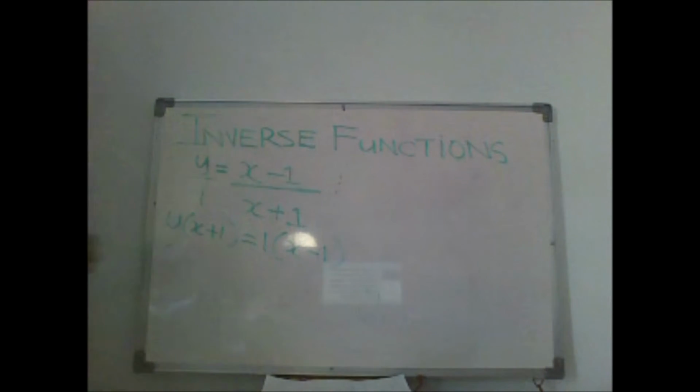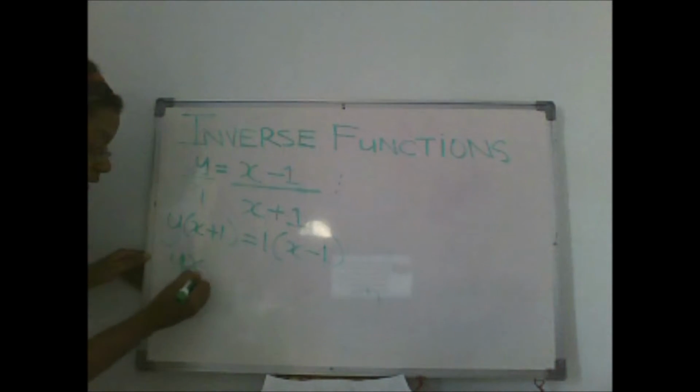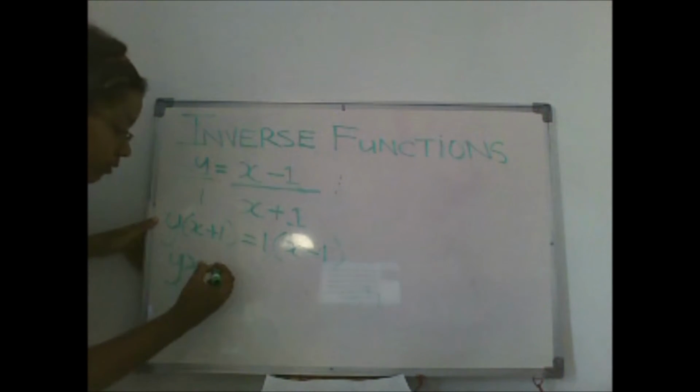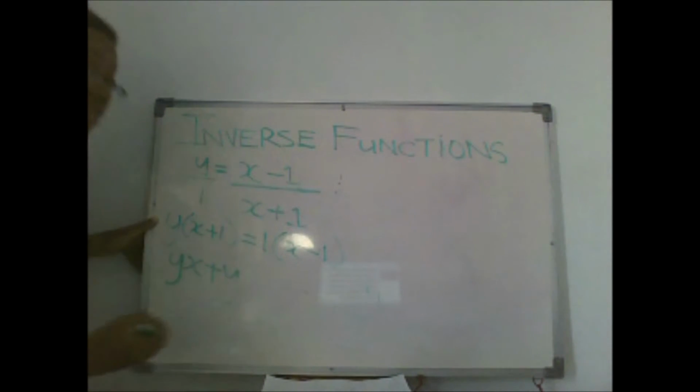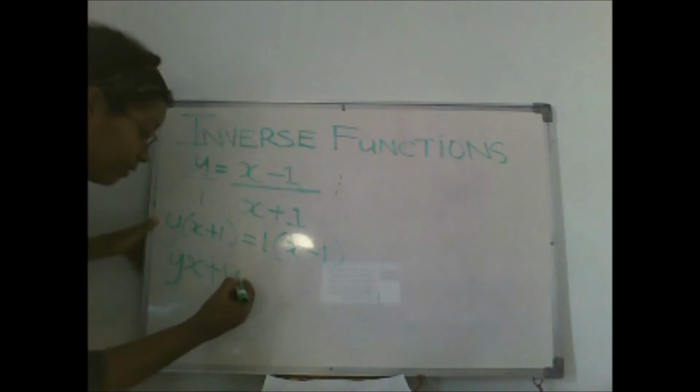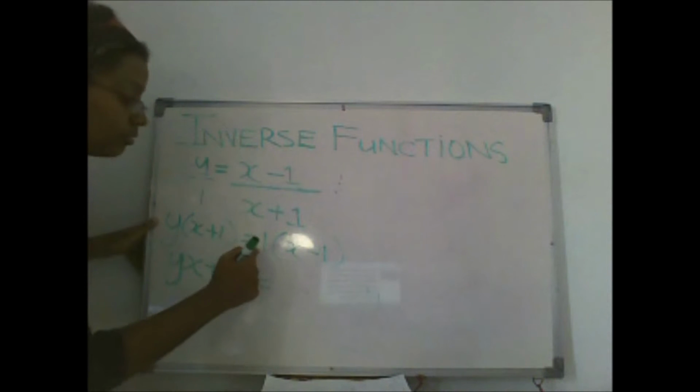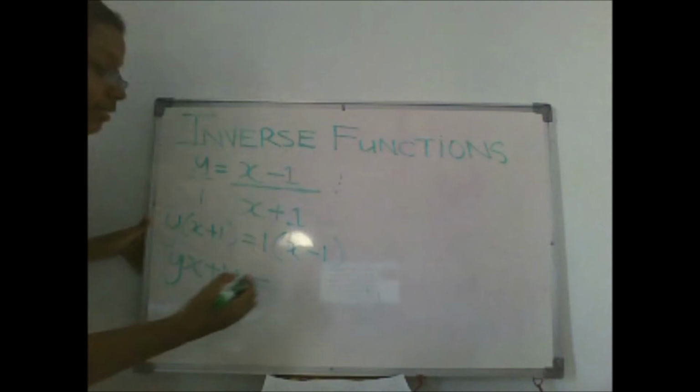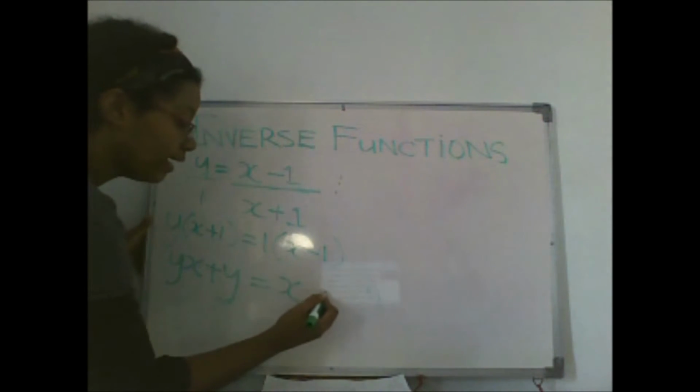So when we expand the brackets here, we have y multiplied by x gives us yx, and y multiplied by 1 gives us y, equal to, and 1 multiplied by that's going to give us back the same thing. So that's x minus 1.